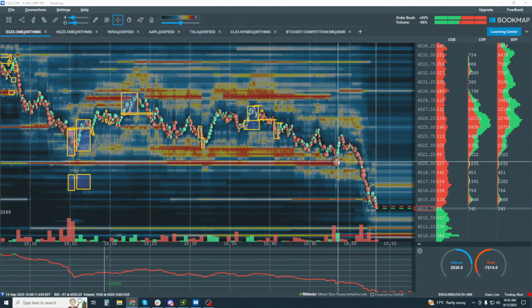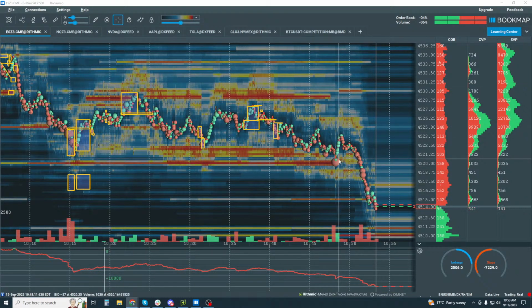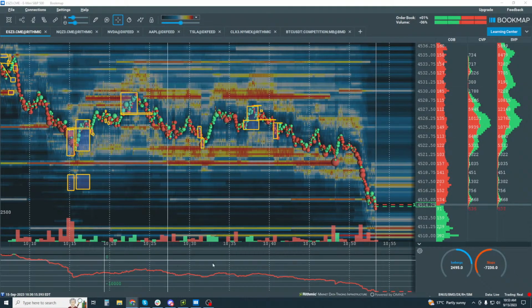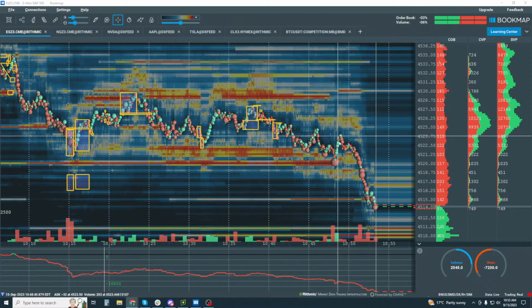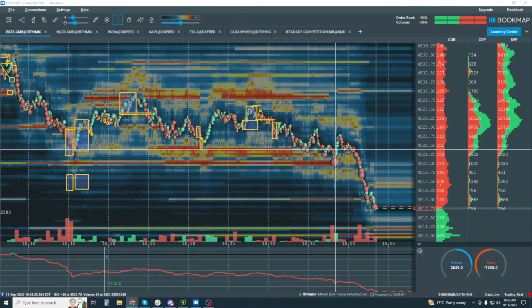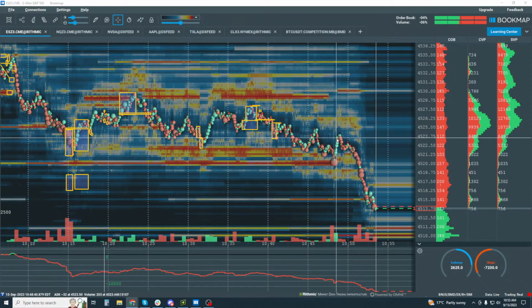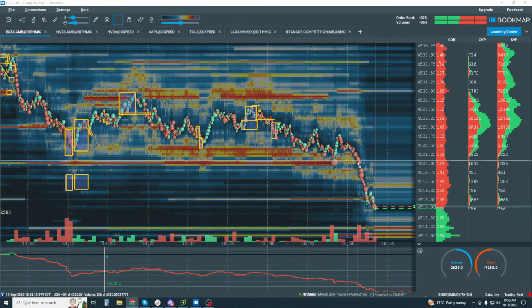Guys, nice move. Continuation here. I wasn't looking for it just because of the gap fill, and I was looking for some profit taking. That was my answer to this. I know there's going to be some profit taking, and there was some here. But look how the sellers came right back in and moved this.